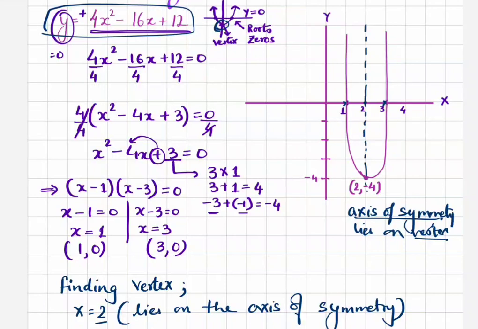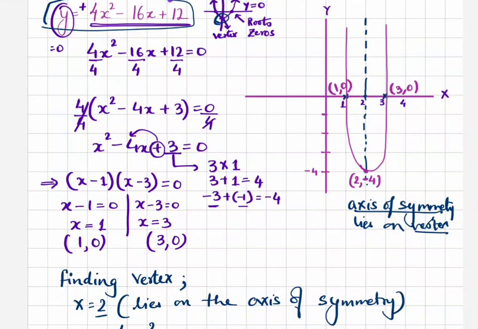I hope it makes sense. The only last thing left is to label this. So this one is 1 comma 0, this one is 3 comma 0, and we have the vertex 2 comma minus 4. And this is our graph for this quadratic function.